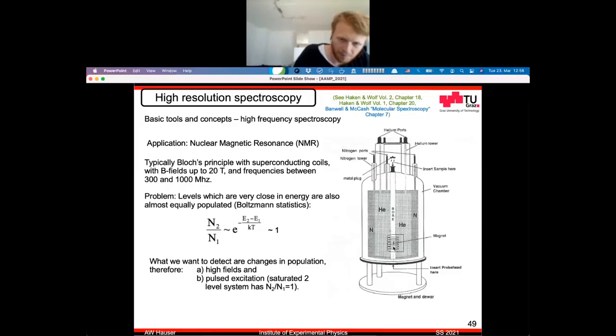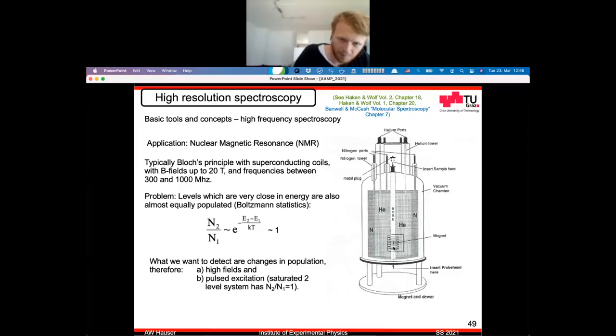I would have a question. The levels which are close in energy, and you said that they are almost equally populated, and therefore you need the high magnetic field. But doesn't the change in the temperature, because of the Boltzmann distribution, also give the same population difference? Because if you cool down more, if the temperature is lower, then the N2 to N1 gets bigger too, isn't it? Yes, exactly. So it's another effect that helps.